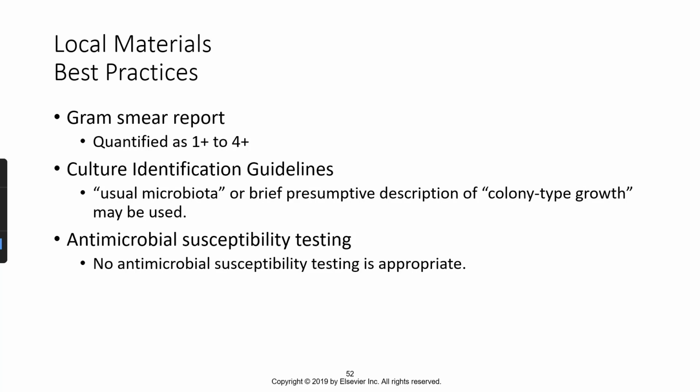Again, gram smear is quantified sometimes in certain situations. Culture identification guidelines: usual microbiota or a brief presumptive description of colony type growth may be used. Antimicrobial susceptibility testing: no antimicrobial susceptibility testing is appropriate in certain situations. So if we have a urinary tract infection, we want to do antibiotic susceptibility testing. And in some situations, we just don't need to follow up with antibiotic susceptibility testing.